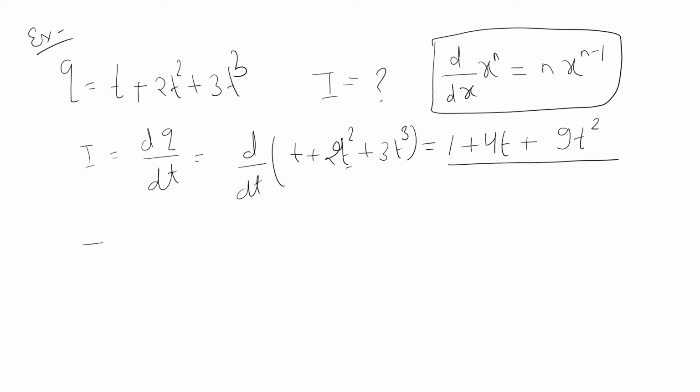But let us suppose I am asked about the current at time 0. In that condition, I will simply put t equals 0 here. Then what I will get is 1, because 4 into 0 is 0 and 9 into 0 is 0, so I am only left with 1. And if you are asked for the current at some other time, let us say 1, 2 or 3 seconds, then you can simply calculate it.